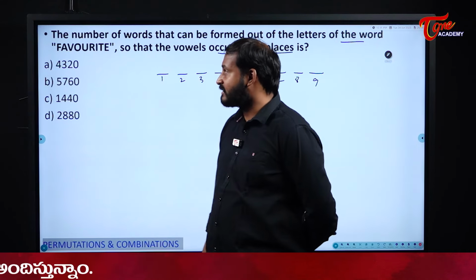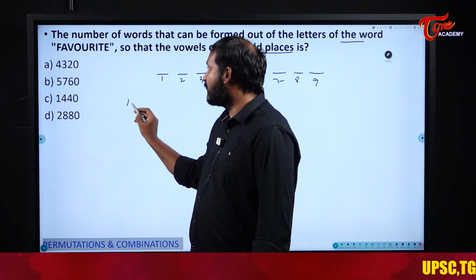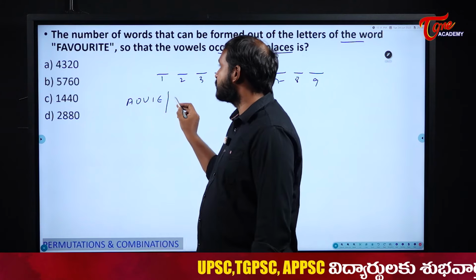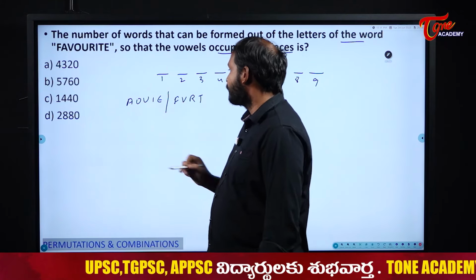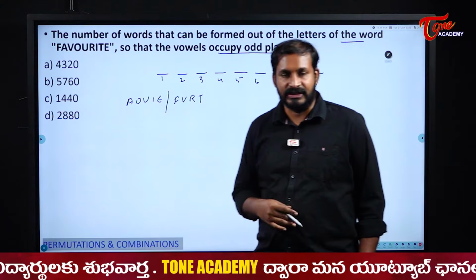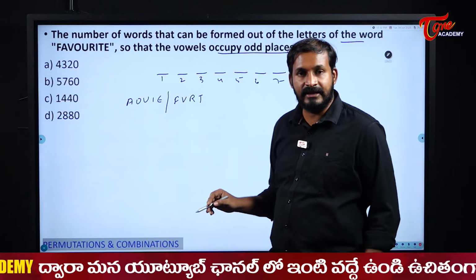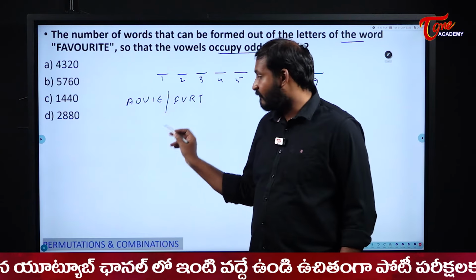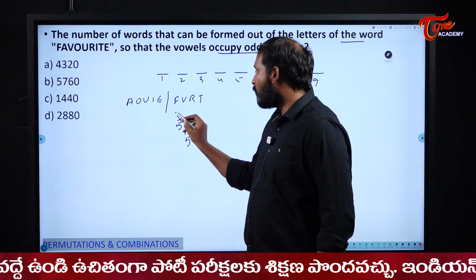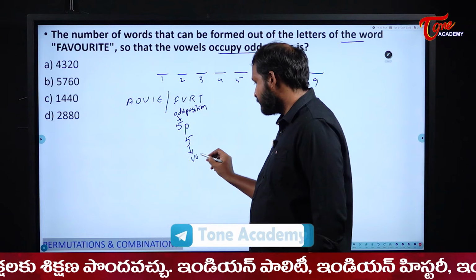In favorite, first of all, how many vowels and consonants are there? The vowels are A, O, U, I, E, and the consonants are F, V, R, T. So, I have 5 vowels and 5 odd positions. So, it is really good. We can arrange it. 5 odd positions and 5 vowels.